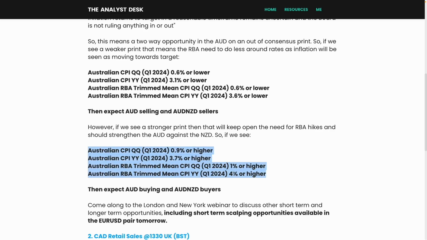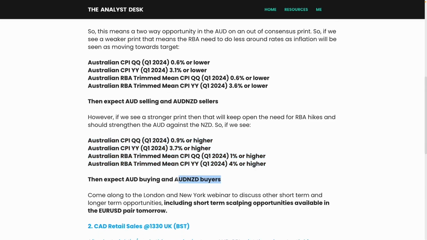Now, the Aussie CPI print we were looking for is if we saw it coming in very strong above these numbers, then we would expect Aussie New Zealand dollar buyers. And you can see here we're looking for the quarter-on-quarter data, 0.9% or higher, year-on-year 3.7% or higher, trim mean 1% or higher, trim mean the core coming in at 4% or higher.